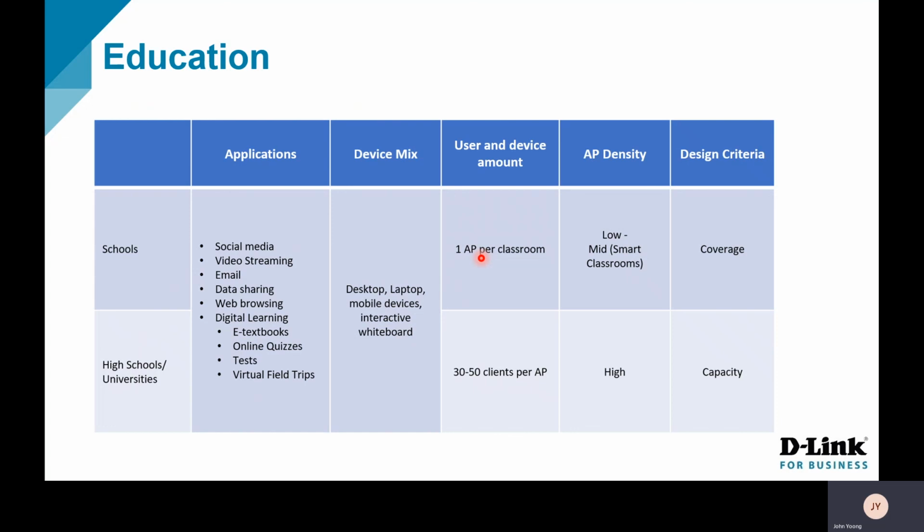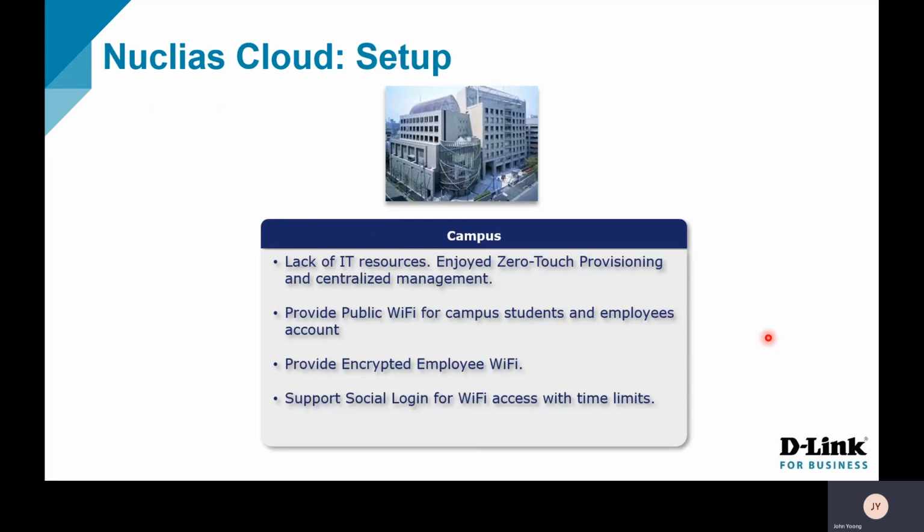But for university, the theater is very big. Target 50 clients per AP, so you need to put more APs in. For example, if the theater has 200 students, you need to put 4 APs to handle the capacity. The setup is very simple. The IT administrator doesn't need to set up anything. They just plug and play very easily.